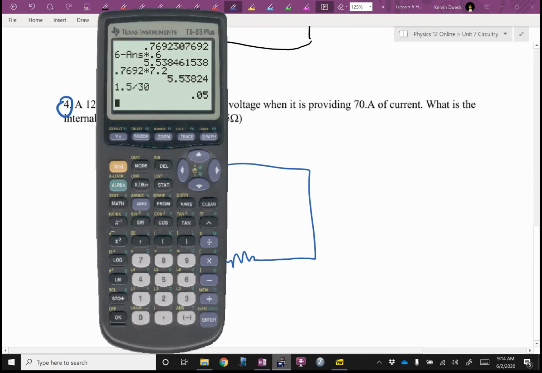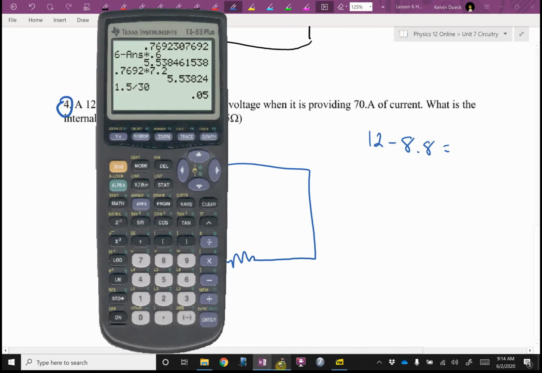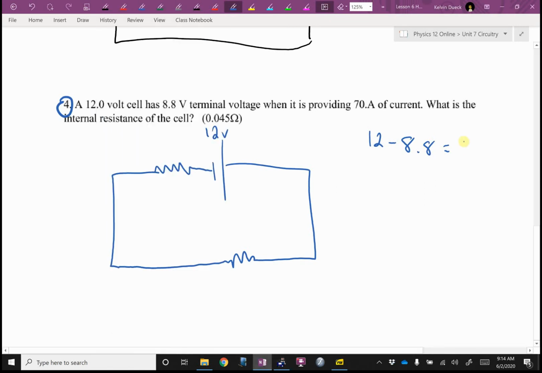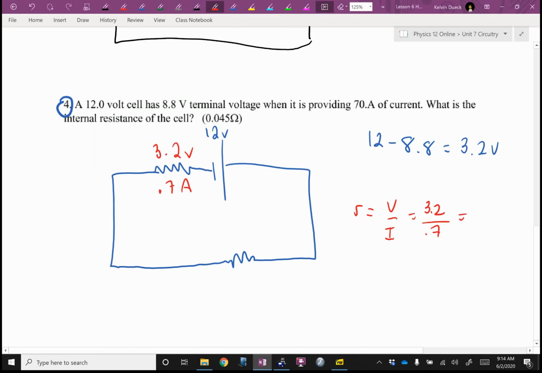If I'm starting with 12, take away 8.8, I must be losing 3.2 volts inside the battery. So this has to be 3.2 volts. And they told me that 0.7 amps are flowing through here. There you go. R is going to be V over I. It's going to be 3.2 over 0.7. I can tell you how big the internal resistor must be. 4.57 ohms. Did I do that right, Mr. Duick?